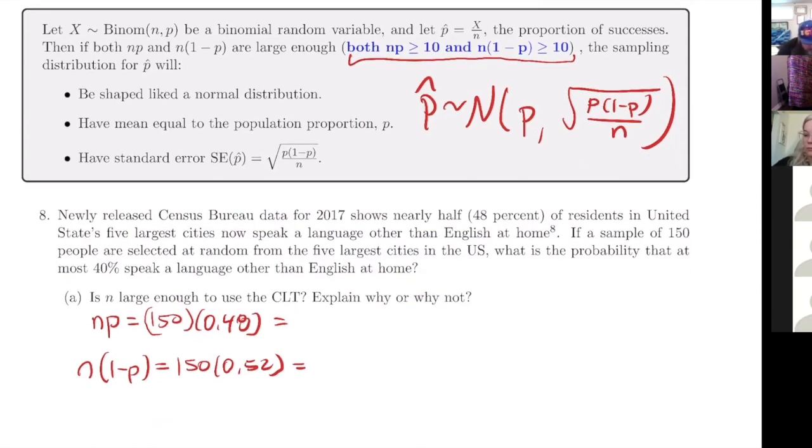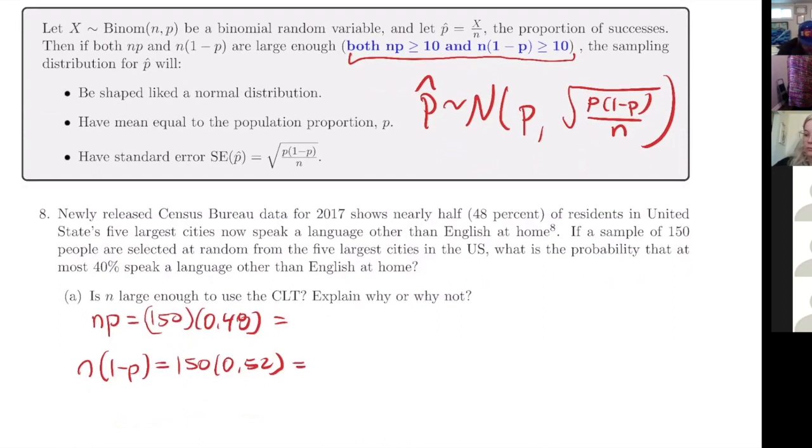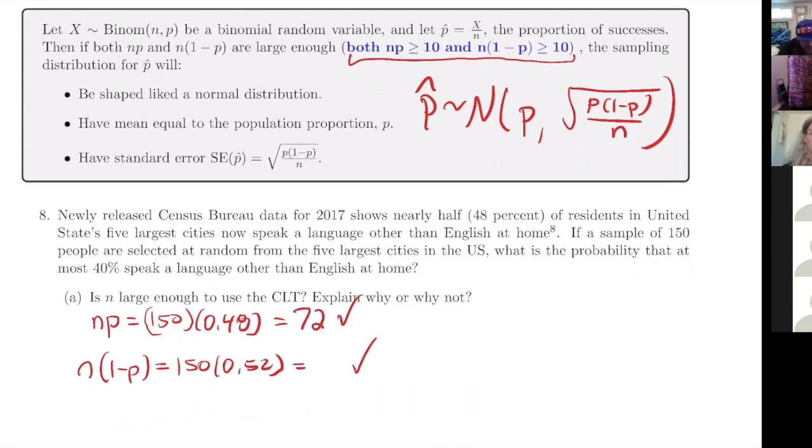As far as sample size goes, I don't have the math in front of me, but those are going to check out just fine. But that's what we would want to check. And here, it's not that one or the other needs to check out. We need both of those to check out. So this actually winds up being 72, and this is 78.